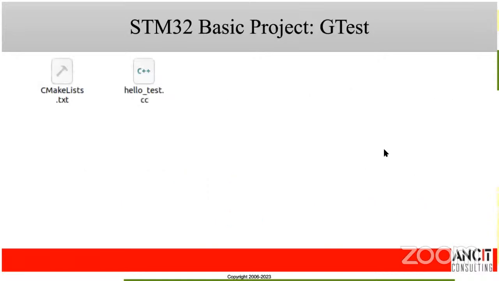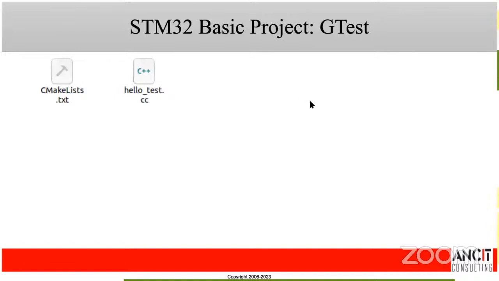So let me just show you how exactly. I want to show you the GTest part and the main part of the program so that you get a basic idea of how the STM project has been set up. Within the GTest, like I said, I have one more CMake list which tells me to add my hello test.cc as an executable.